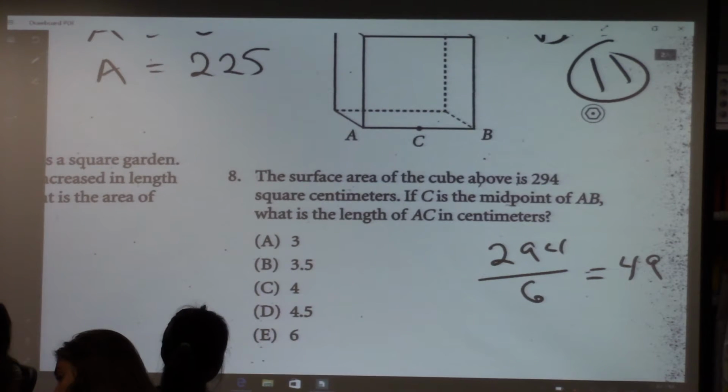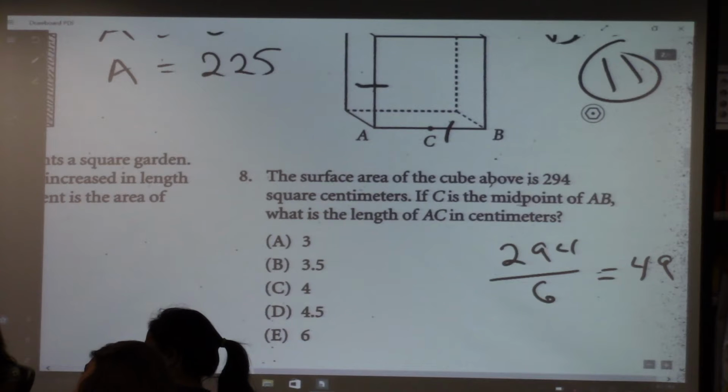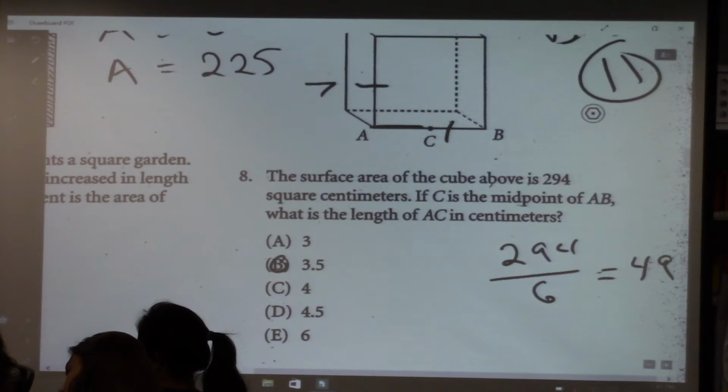Now life gets easy, right? Because we know that 49, and we know each of them is a perfect square. So that means that each of these sides has to be what? 7, good. And then it says C is the midpoint. What is the length of AC? So from A to C, midpoint, mid means middle, so just the center of 7 is 3.5. Okay, good.